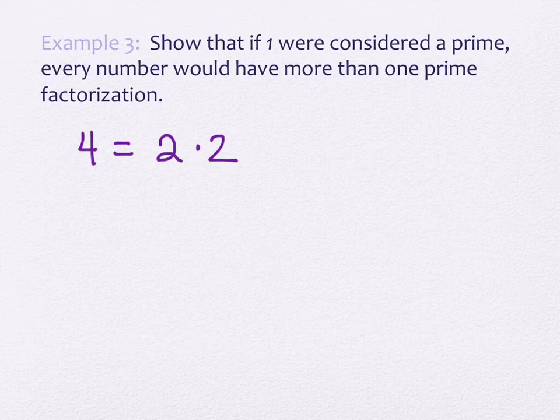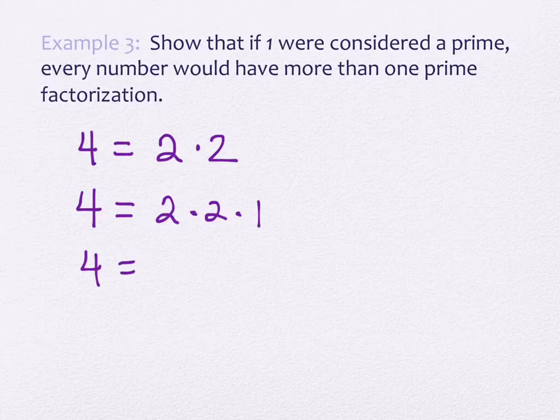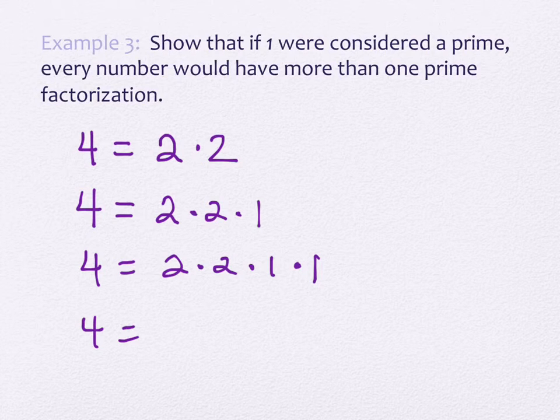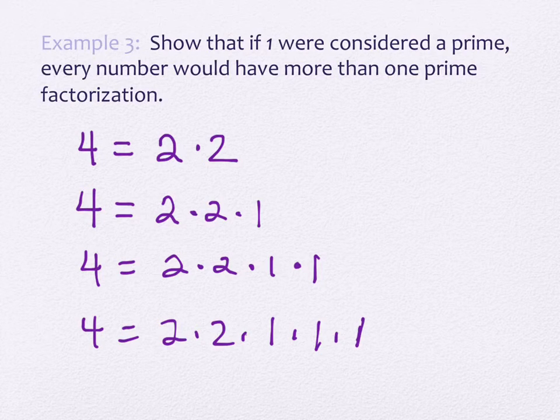Agreed? The problem is that if 1 is a prime number, then 2 times 1 would also be a prime factorization. And if that weren't bad enough, so would 2 times 2 times 1 times 1. And so would 2 times 2 times 1 times 1 times 1. And this process could go on forever, right? You could always multiply some more 1s in there, and it would be another prime factorization.